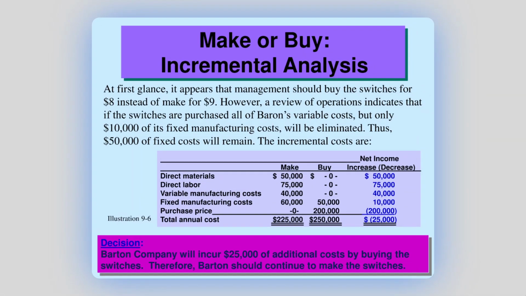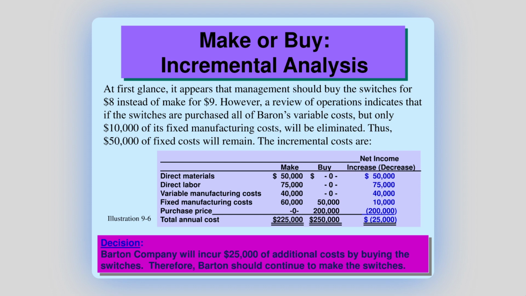Okay? Then, syempre class, please take note, you have also here what you call purchase price, no? So, in terms of the purchase price, you have 200,000. So, with this class, no? If you will make your product, you have 225. If you will buy your own product, you have 250. So, what would be your decision? Of course, to make my own product because it will have a savings of 25,000. 225 minus 250. Okay. Therefore, Baron should continue to make the switches.